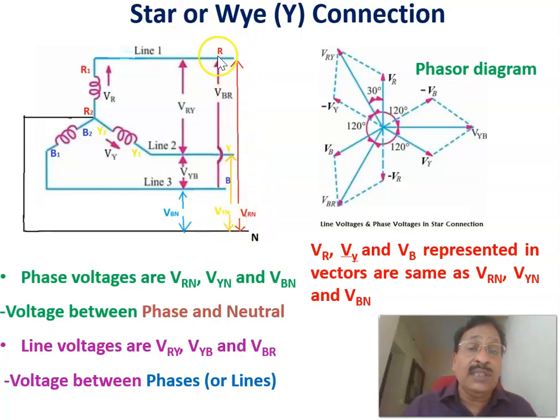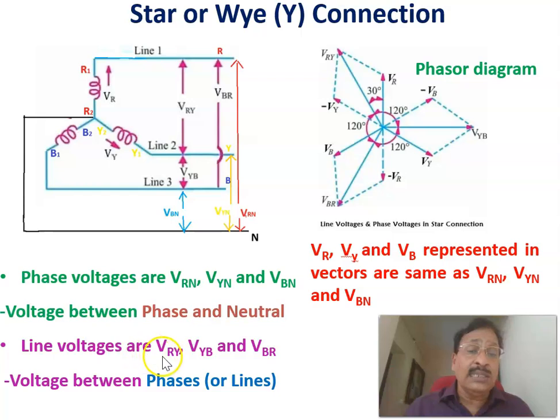The voltage of each phase with respect to the neutral point, or the voltage between phase and neutral, is called the phase voltage. And the voltage between each pair of phases is called the line voltage. That is, phase R and phase Y give VRY, which is a line voltage. Similarly, phase Y and phase B give VYB, a line voltage. And R and B, VRB, is also a line voltage.